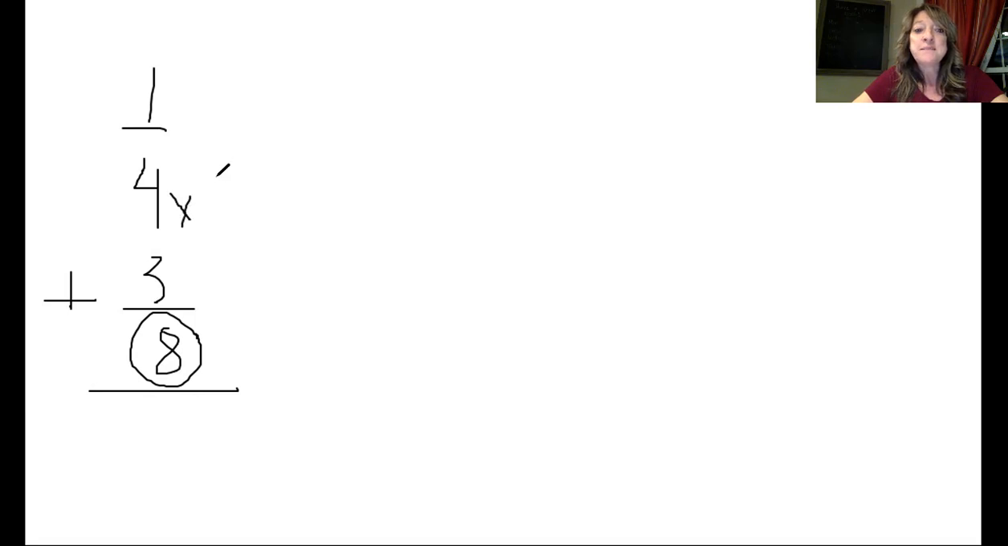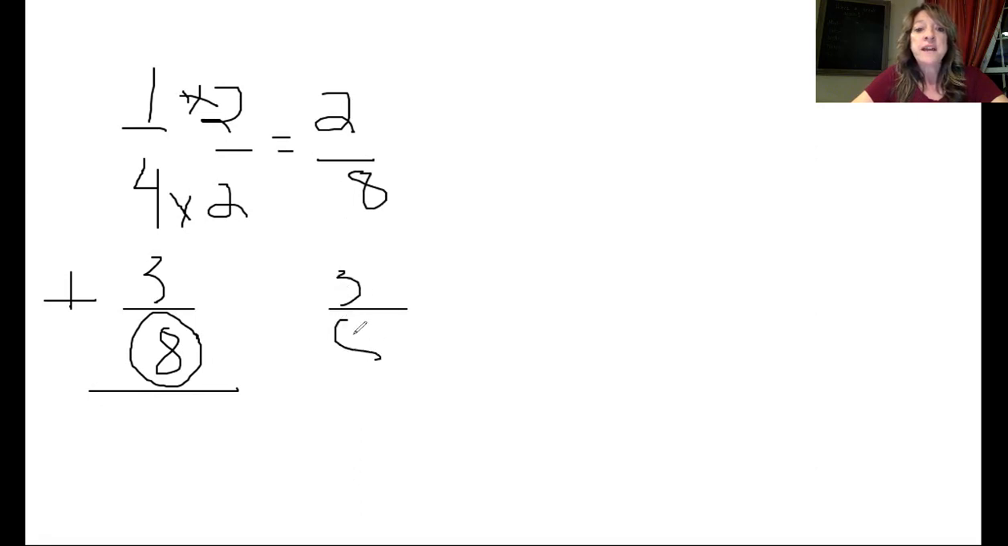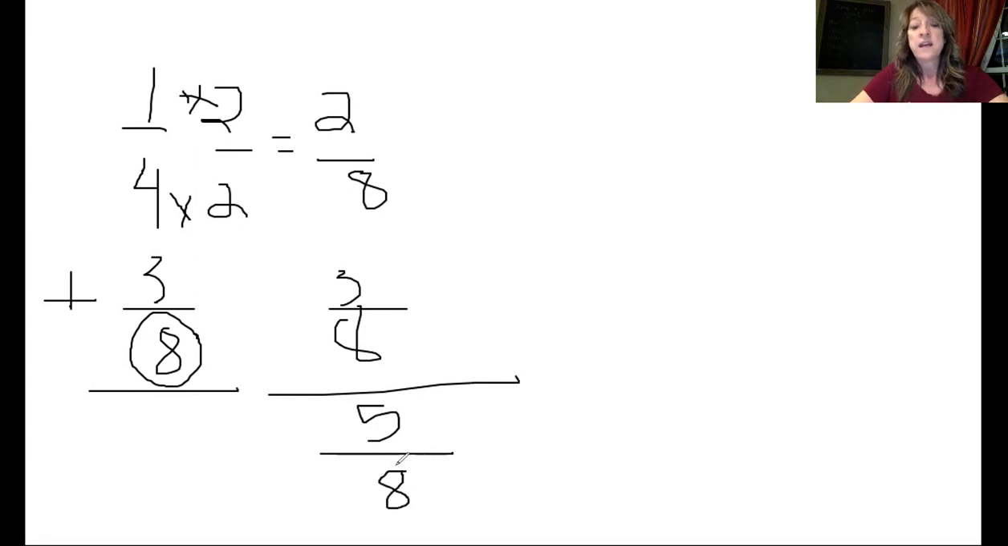And you see, this is me showing my work, because I have to rename my fraction, because if I don't rename it, I make errors. So 1 times 2 is 2. 4 times 2 is 8. I bring down my other fraction, and then I add them up. Okay, so 2 plus 3 is 5. 8 plus 8, I'm not adding, because whenever I'm adding or subtracting fractions, my denominators have to be the same. They're the same, I just bring it down.